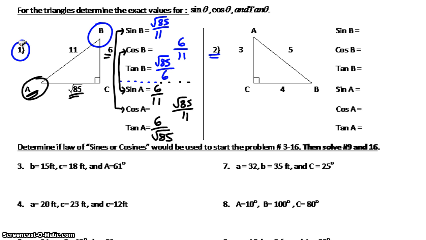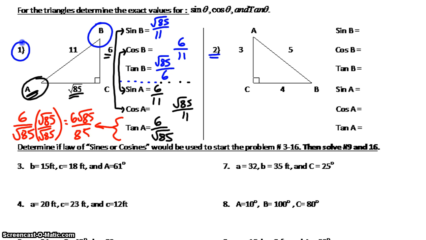However, we need to acknowledge one fact here, that this needs to be rationalized. We don't want to leave something with radical 85 in the denominator. So by rationalizing, we'll take the radical 85 over radical 85. Remember, that gives us 1, so we're not changing the problem. And what we are left with is 6 radical 85 all over 85. So once again, I would like you to do number 2.